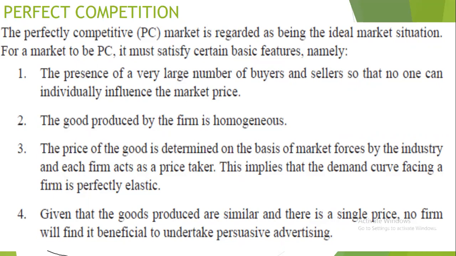Secondly, the good produced by the firm is homogeneous. What is homogeneous? Homogeneous comes from the word homo. Homo means the same. So everyone in the industry has a product which is homogeneous, which is almost the same, completely the same. For example, if you're selling brand clothes, every shirt will be the same. If you're selling tomatoes, every tomato will be red, every tomato will be round. If you're selling mineral water, every water will be colorless.